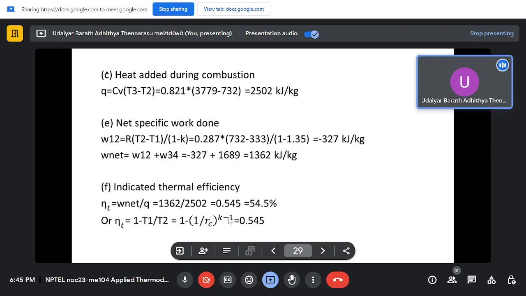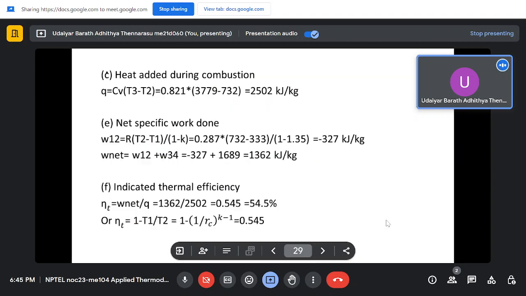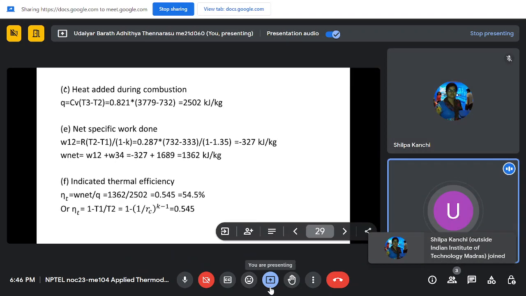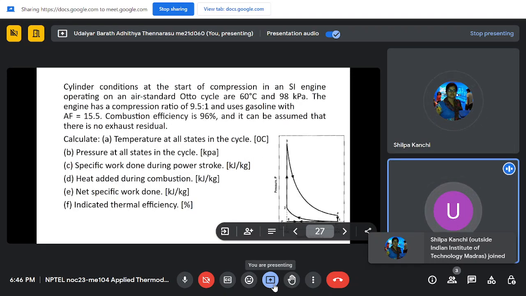So that is the indicated thermal efficiency. Or we can use the formula for the Otto cycle, 1 minus T1 by T2, because compression ratio is between state 1 and 2, so we can use the temperature as well instead of volumes. In terms of temperature, it will be 1 minus T1 by T2. In terms of compression ratio, it will be 1 minus 1 by r_c to the power K minus 1. If we use the same relation, we will get the same value of 54.5% as the indicated thermal efficiency. So we have calculated all which has been asked for.